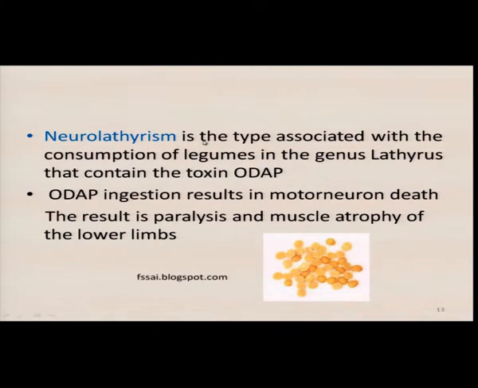Neurolathyrism is a type of lathyrism associated with the consumption of legumes in the genus Lathyrus. You have multiple species of legumes in the genus Lathyrus, and each species is capable of causing one type of lathyrism. Neurolathyrism is caused by the consumption of legumes that contain the toxin called ODAP. ODAP ingestion results in motor neuron death, and when the motor neurons die, there is no longer any signal transmission to the muscle cells, which results in paralysis and muscular atrophy in the lower limbs. This is the Lathyrus species which causes that.